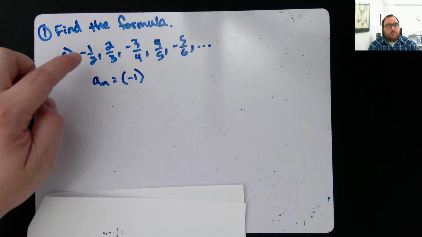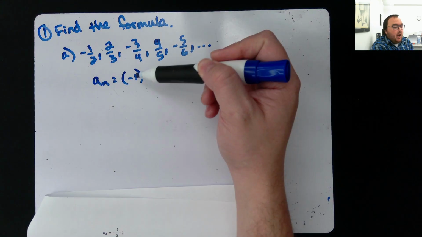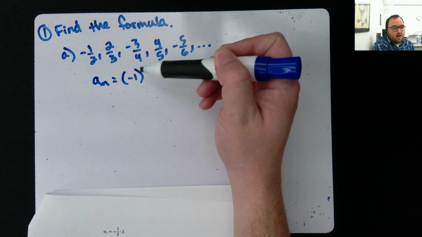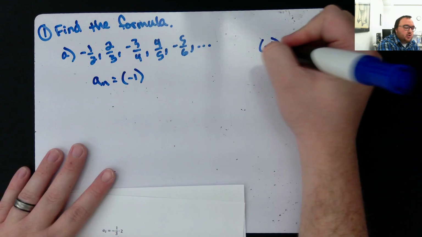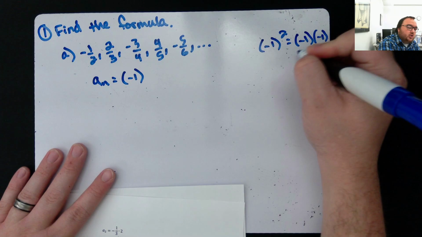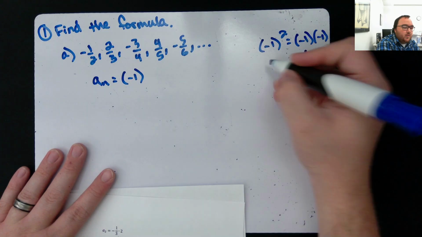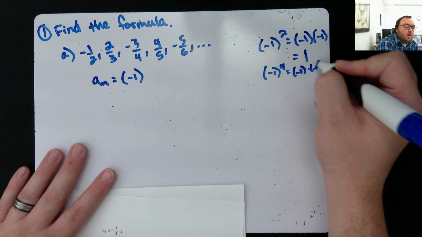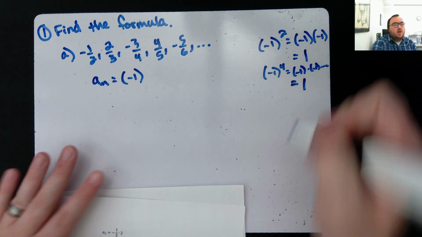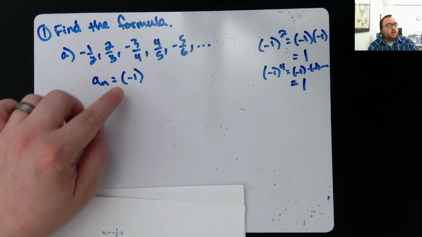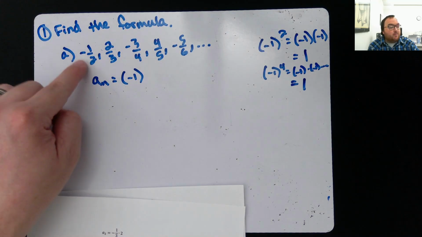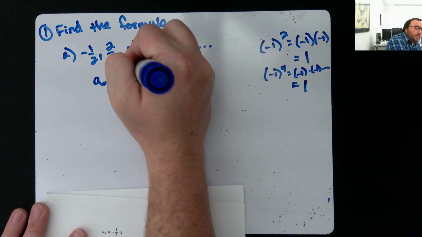So now think about this. What power must negative 1 have to be the negative? Well, the power has to be odd, because if I had like negative 1 squared, that's negative 1 times negative 1, which is just 1. If I did negative 1 to the fourth, that's negative 1 times negative 1 4 times, which is still 1. So in order for it to be negative, my power has to be odd. Since it's happening on every odd term, I can just make my power n.